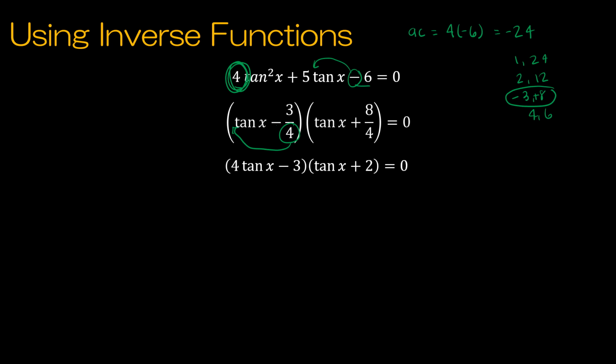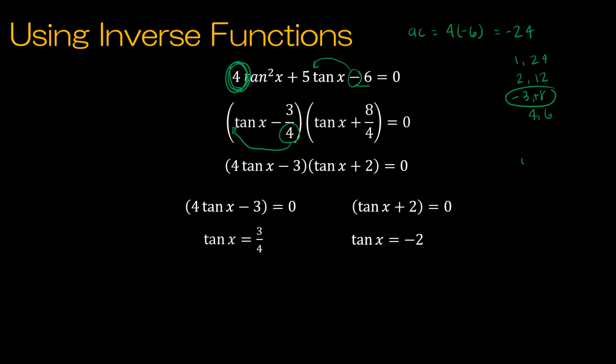Now from here, I'm doing the same steps I did before. Set each of those factors equal to 0 and find what the trig function is equal to. So tangent of x is equal to 3/4 and tangent of x is equal to negative 2. Now for each of these functions, if I were to look at my unit circle and look at y divided by x, none of those values equals 3/4 and none of those values equals negative 2. So when I'm finding my solution, we're going to be using the inverse trig function.